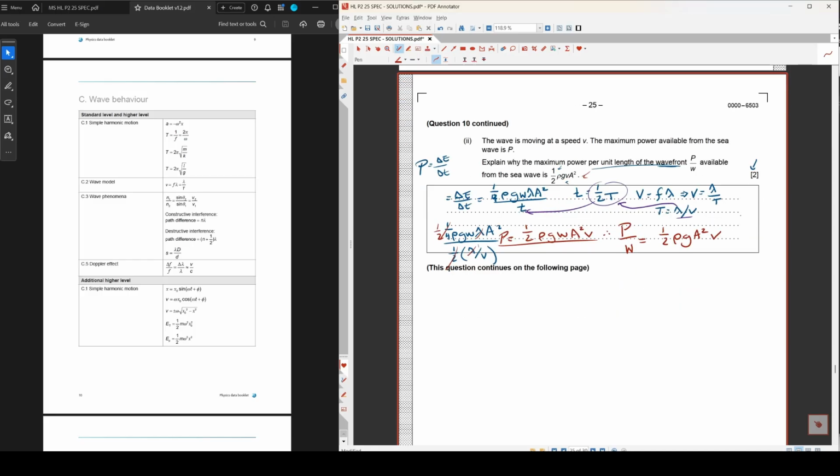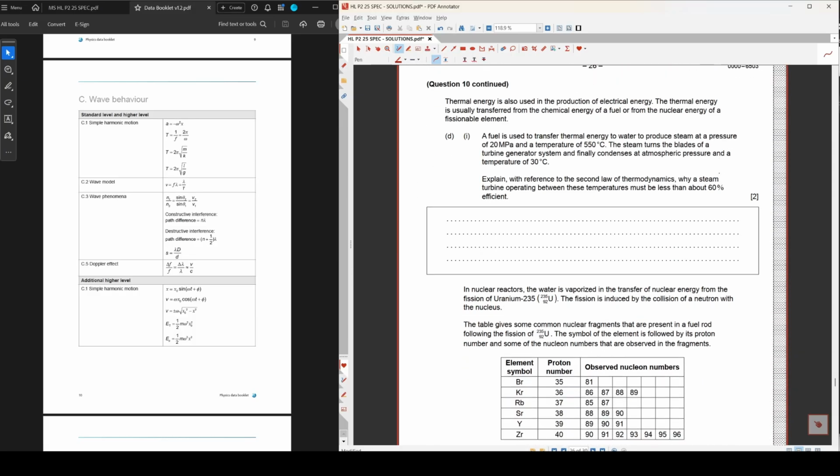Okay, let's keep going. All right, now this is the same problem, apparently. Now, also, here's another way you can make energy. Let's just say it's still number 10. Thermal energy is also used in the production of energy. So there's a couple ways you could do it. You could burn stuff and do chemical energy, or you could do fission and use energy to make heat. And they give us a fuel and the temperature of a steam turbine. And then let's talk about the second law of thermodynamics and why the efficiency has to be less than 60%.